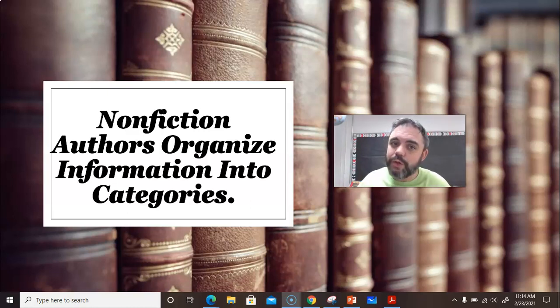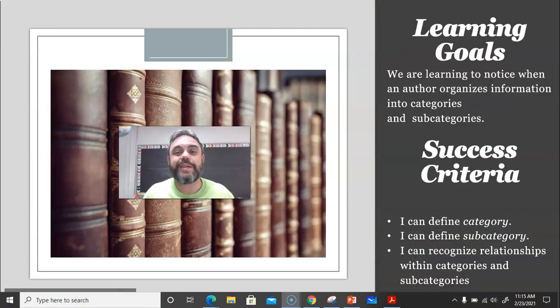We do have a learning goal and some success criteria. We got to know what we're trying to accomplish today. So let's head on over to those. Our learning goal today, boys and girls, is that we are learning to notice when an author organizes information into categories and subcategories. All right.